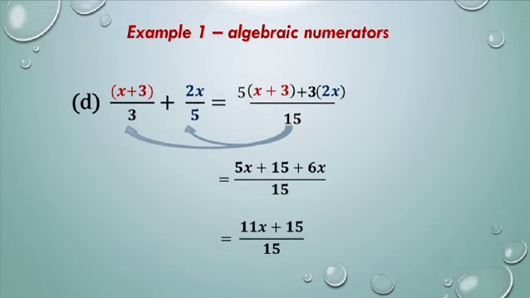Again, you need to be careful. When you're simplifying, you need to add the like terms. Here, I cannot write 26x. 11x and 15 are not like terms. So, the answer is going to be 11x plus 15 over 15.